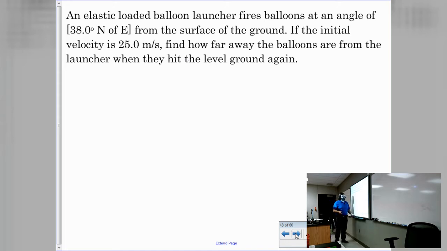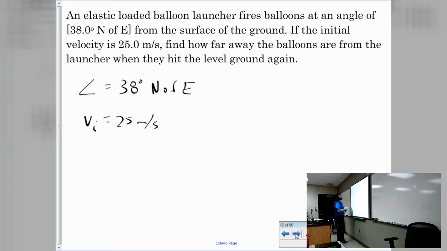So, just like any kinematic equation problem, I would start off by listing what the problem gives me. The first thing it gives me is an angle, 38 degrees north of east. The next thing it gives me is an initial velocity, that's 25 meters per second. And then it wants to know a displacement in the x direction specifically. Okay, so again, that's the information it gives me.